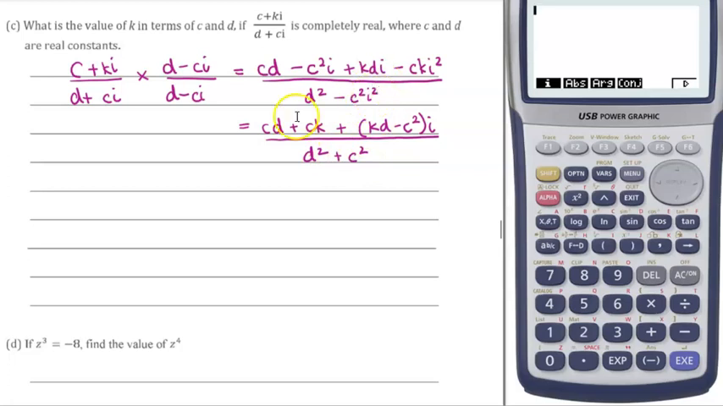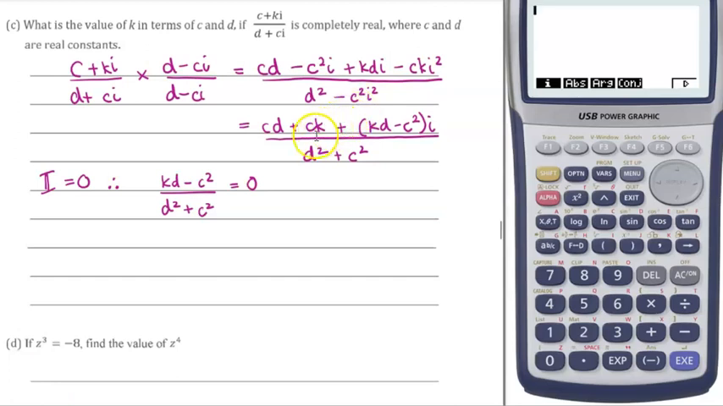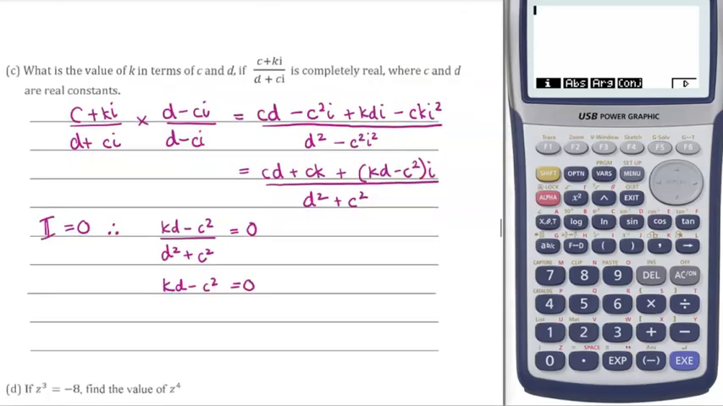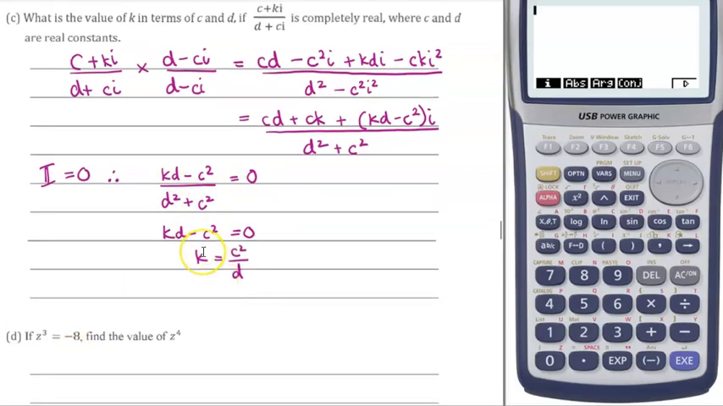Now we're told that this is entirely real, which means that the imaginary part is equal to 0. So if we section off just the imaginary part, it's this bit just here. So it's kd minus c squared over d squared plus c squared. That's equal to 0. Now we can start to rearrange. If we were to bring the denominator up to the top, it would times by 0. So now just the numerator is equal to 0. And rearranging to get k in terms of c and d looks like this. So k is c squared over d.